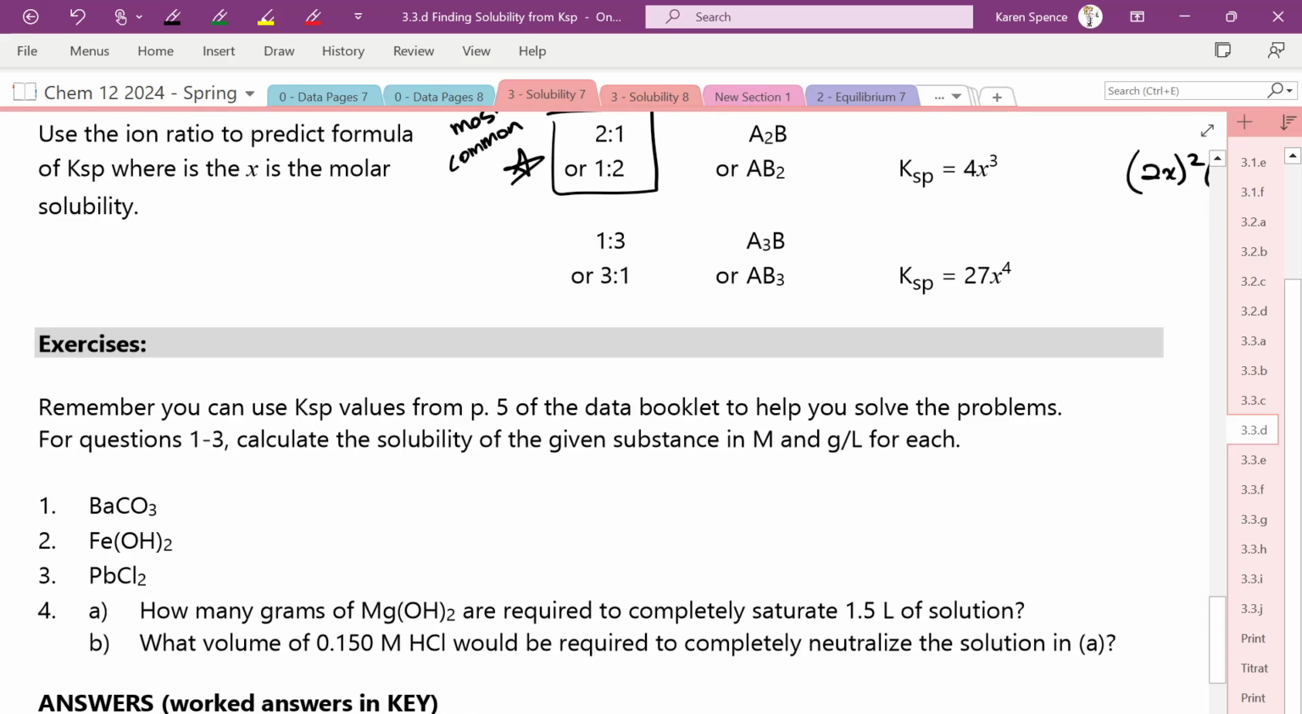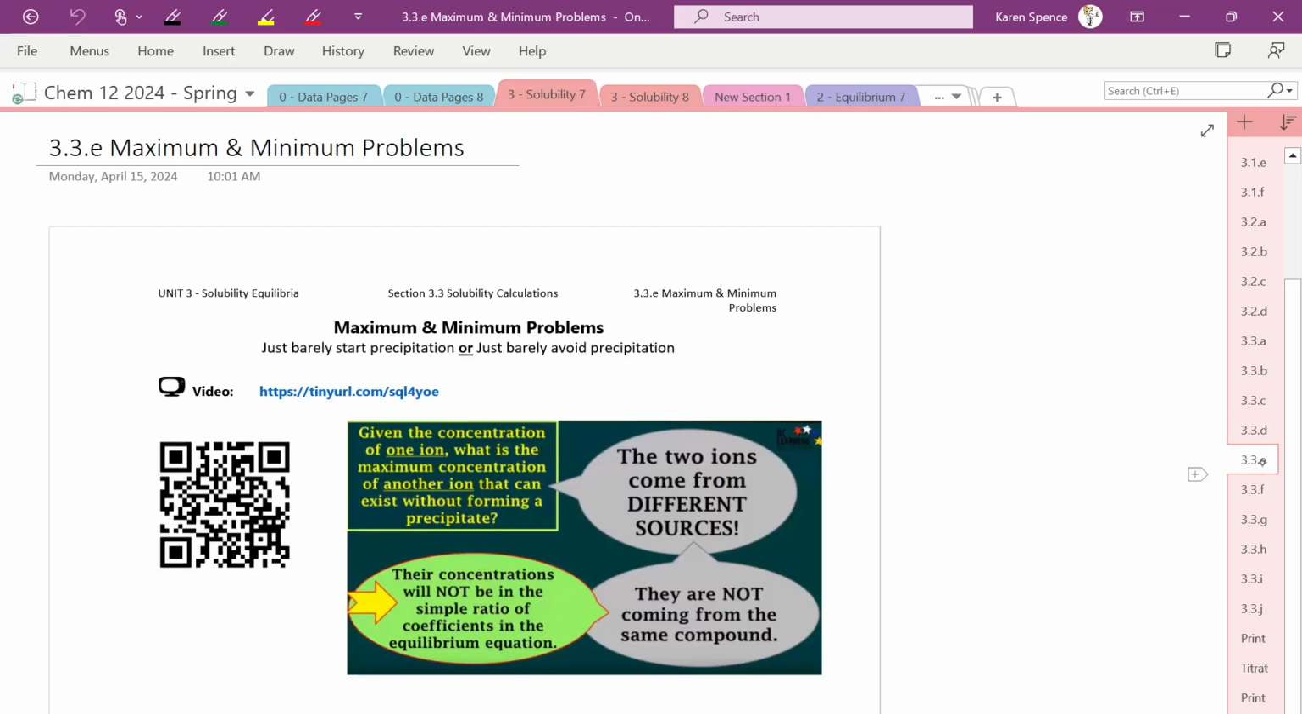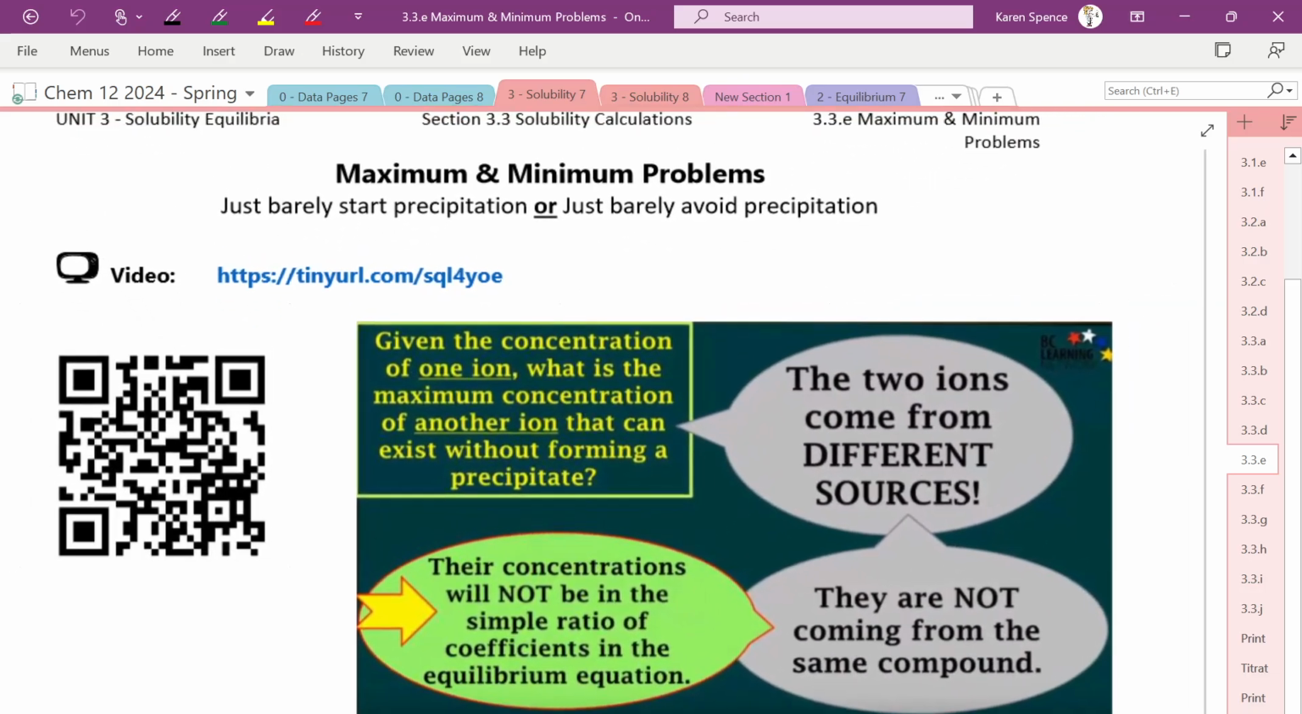And there's some exercises here, fairly straightforward. We are going to move on to 3.3e. Maximum and minimum problems.